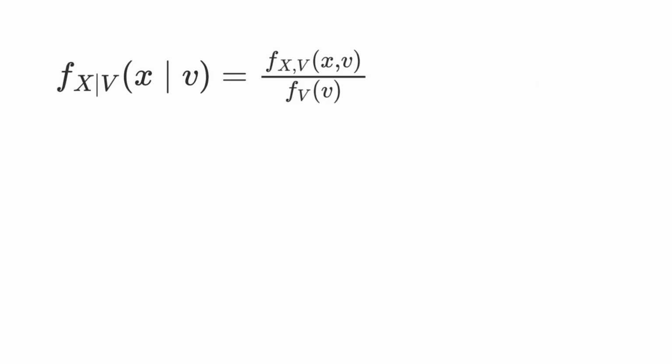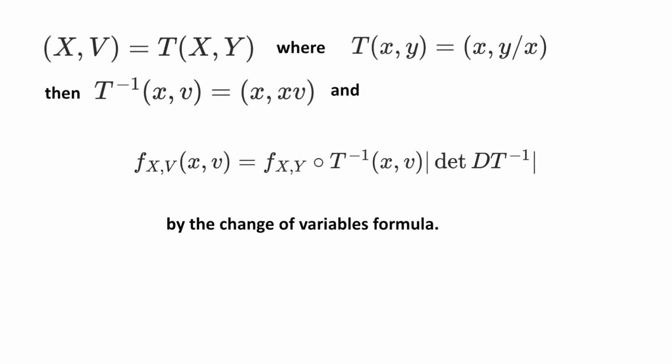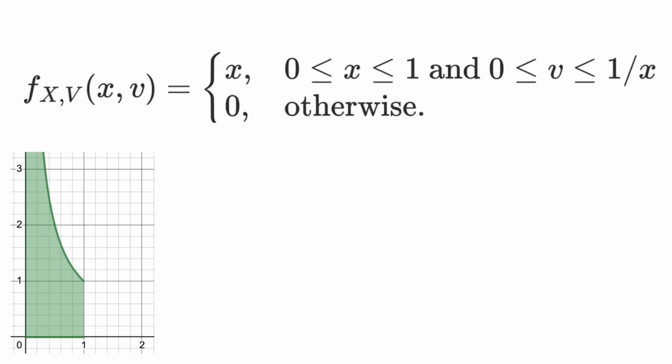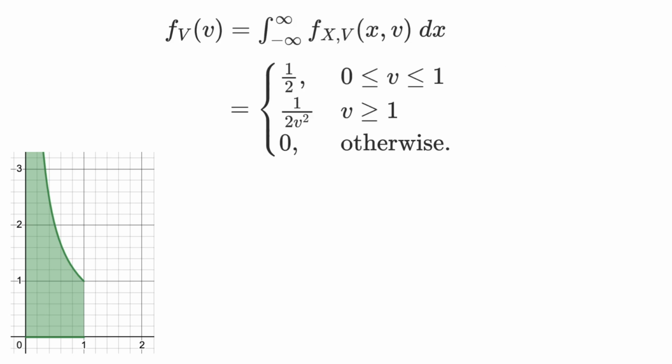As before, to calculate the conditional density of x given V, we'll start by calculating the joint density of x and V. We can write x and V as a function of x and y, and again use the change of variables formula to get the joint density of x and V. This time, the Jacobian determinant of T inverse is x, so we get that the joint density of x and V is equal to x on the region pictured on the left. To compute the conditional density, we'll also need to find the marginal density of V, which we can get by integrating out x from the joint density. We can compute this integral by splitting the domain into two parts to get the following.